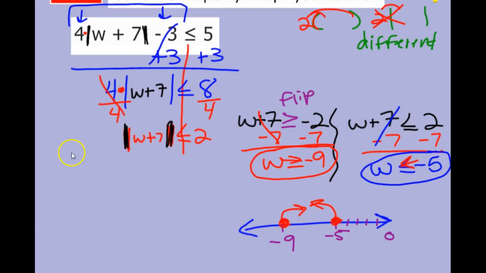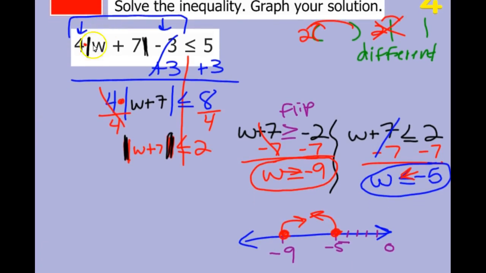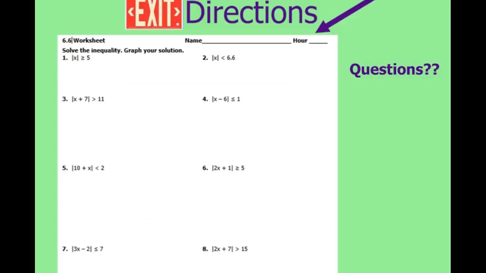Alright, I know this was a big lesson today. We went through kind of quick, so if you have questions, please make sure to ask. But the biggest thing I want you to be careful of is do not multiply. No, no, no. You cannot multiply those. You have to do the opposite of multiplying, which is dividing. Here's your homework. If you have questions, please let me know.